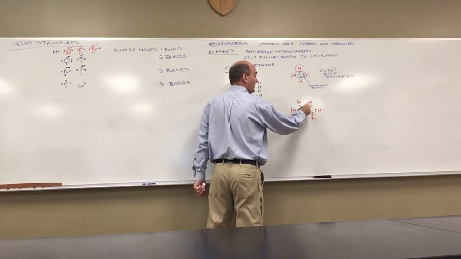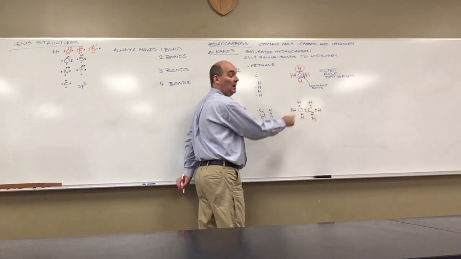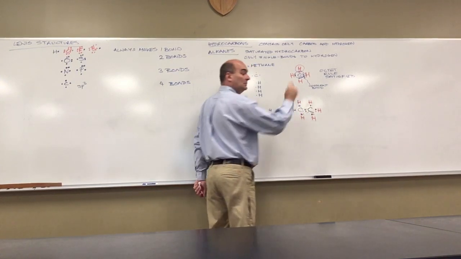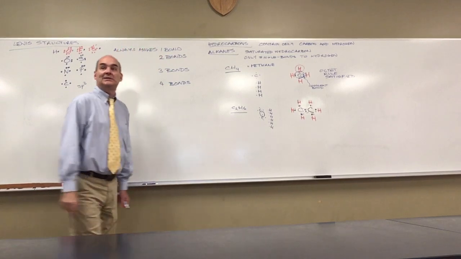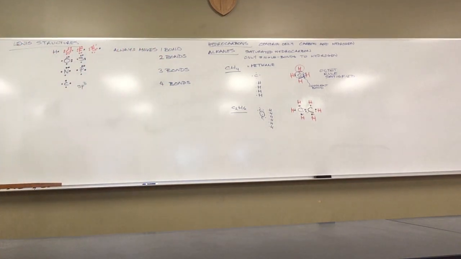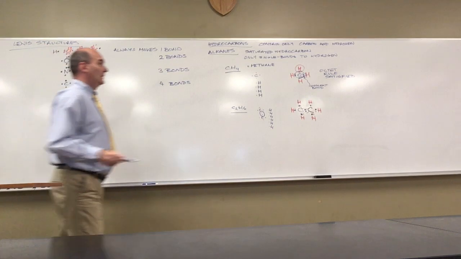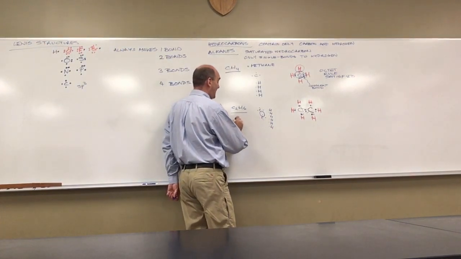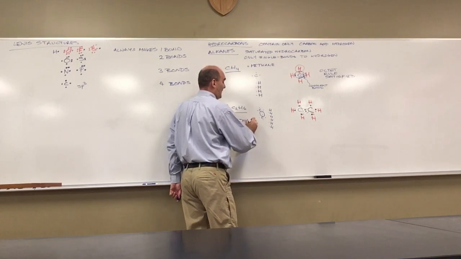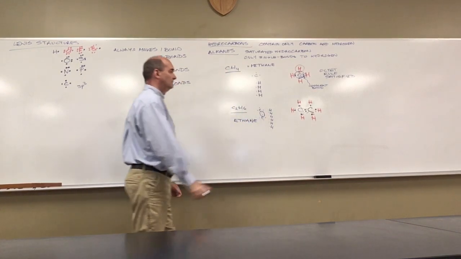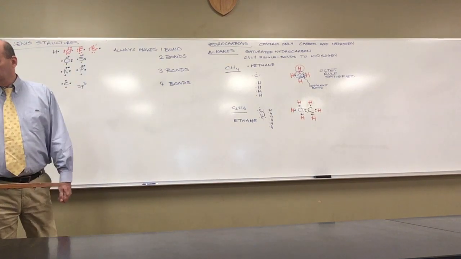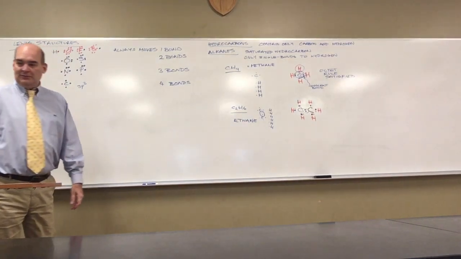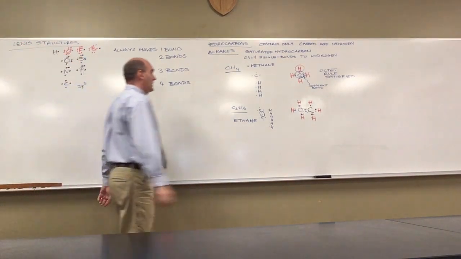has 1, 2, 3, 4, 5, 6, 7, 8. And the blue one has 1, 2, 3, 4, 5, 6, 7, 8. Octet rule satisfied for everything. Okay. This one is called, that's ethane. It should not be a leap of imagination to figure out what comes next.